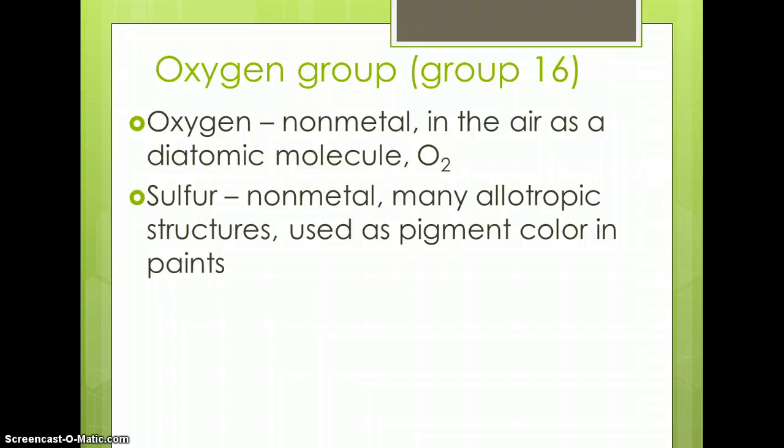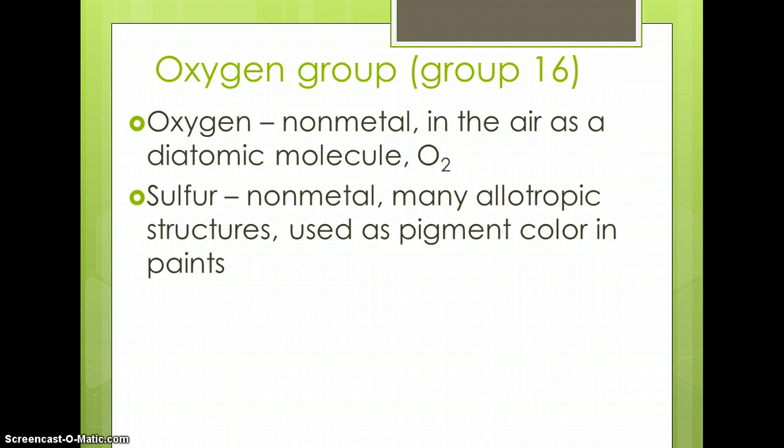Moving down the group then, we have sulfur. Sulfur is a nonmetal. It has many allotropic structures, even more than carbon had. We're not mentioning them other than the fact that they have many of them. We don't really have to necessarily know what they are like we did with carbon. We just need to know that there's multiple allotropic structures.